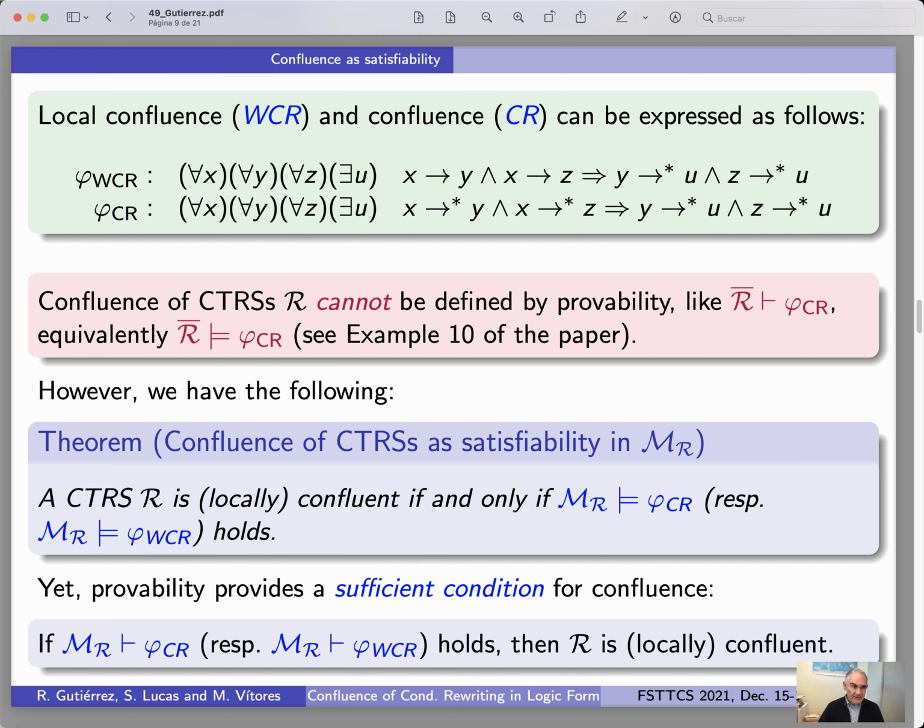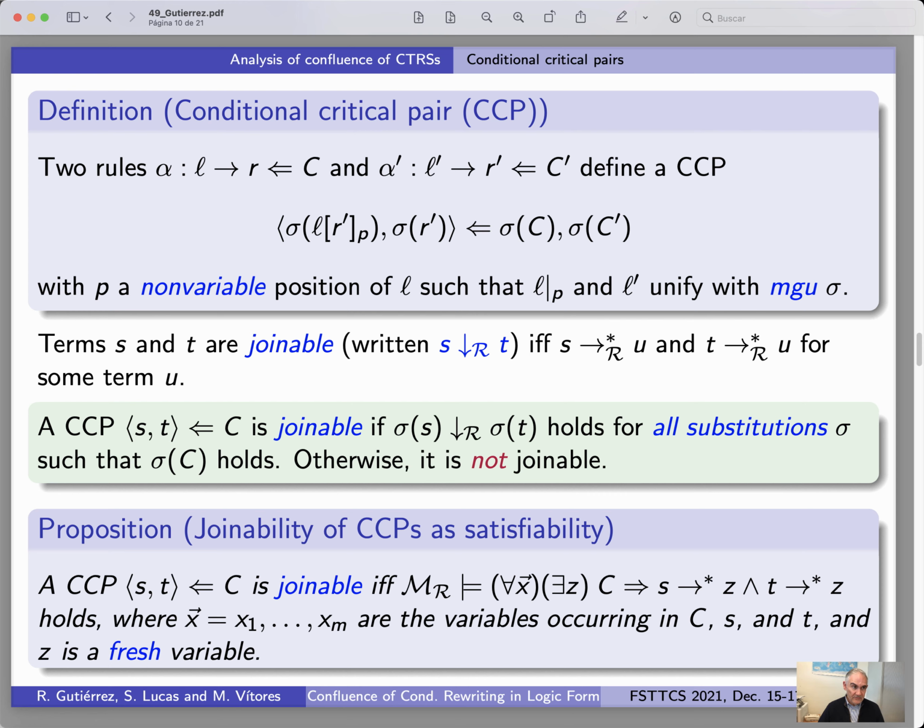In the literature on conditional rewriting, the analysis of confluence is mostly based on the analysis of the so-called conditional critical pairs. They capture rule overlaps. Two rules overlap if one of them can be applied to some subterm at some non-variable position of the left-hand side of the other, possibly after some instantiation of the variables in them. Conditional critical pairs represent possible divergences of rewriting computations, often called peaks. Such divergences may occur depending on the satisfaction of the conditional part of the pair.